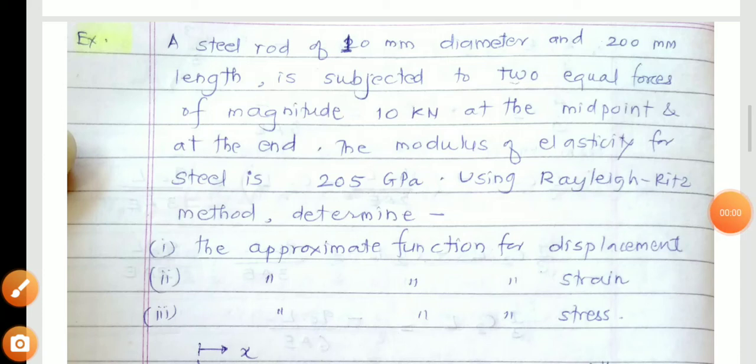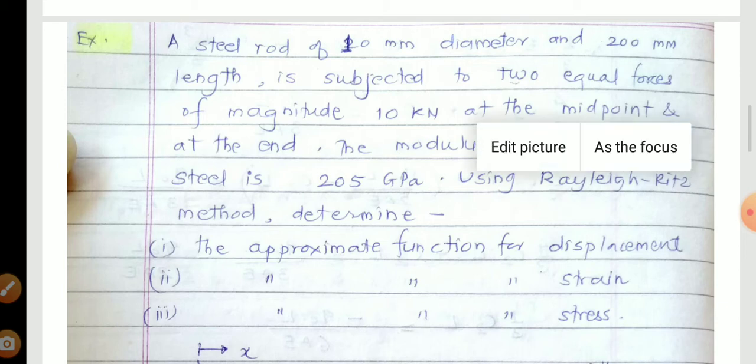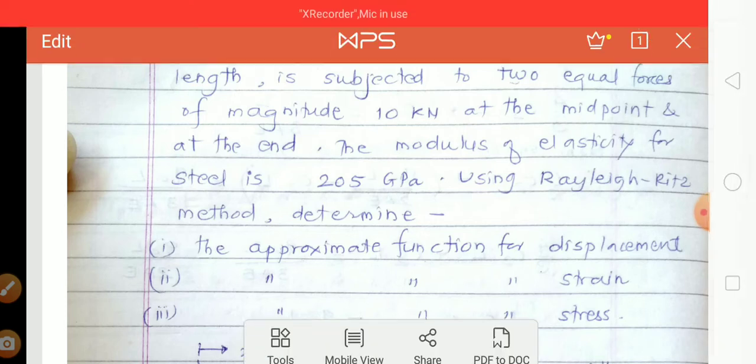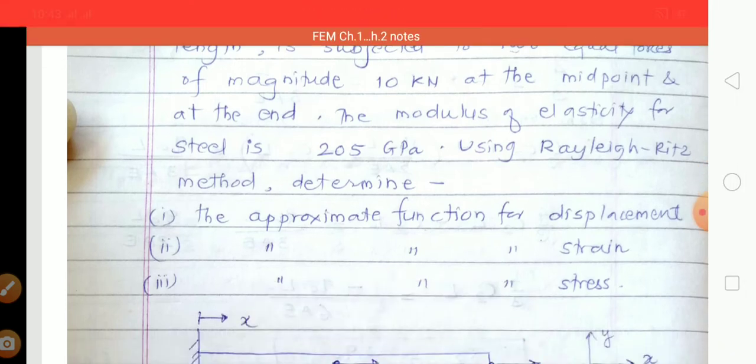Let us discuss a problem on the Rayleigh's approach. A statement is like this: a steel rod of 10 millimeter diameter and 200 millimeter length is subjected to two equal forces of magnitude 10 kilonewton at the midpoint and at the end. The modulus of elasticity for the steel is 205 gigapascal.